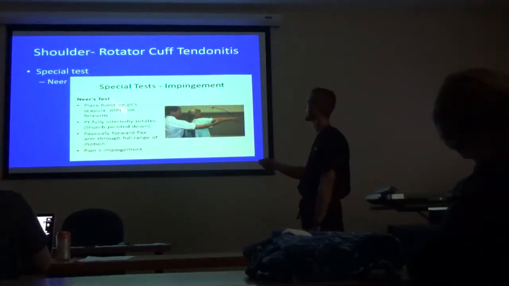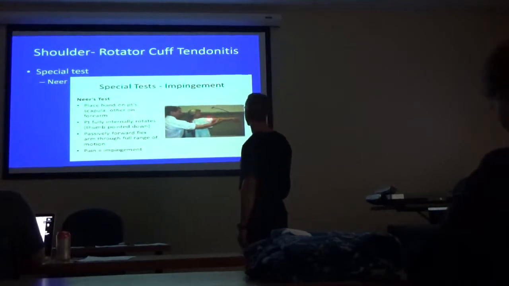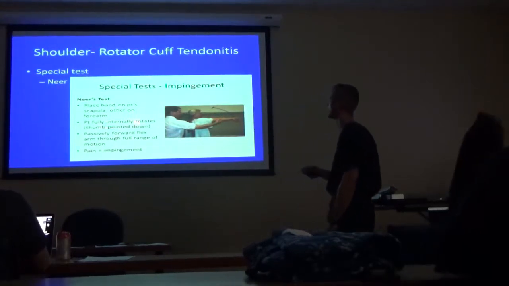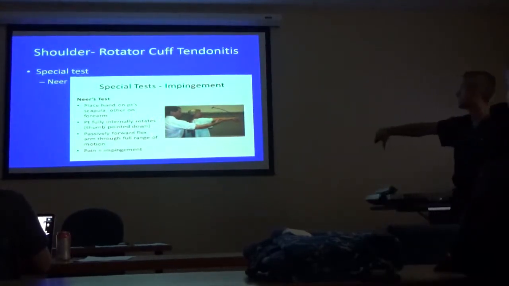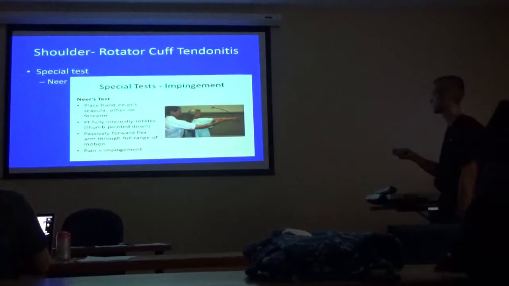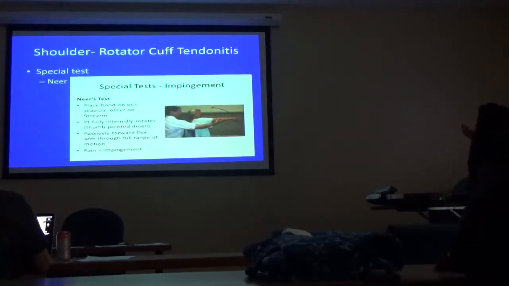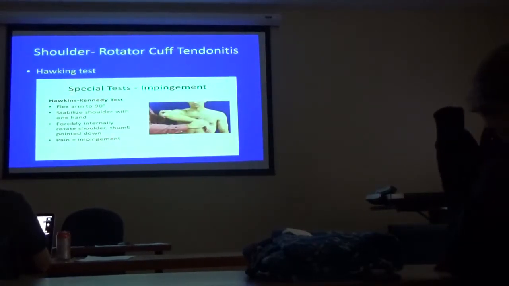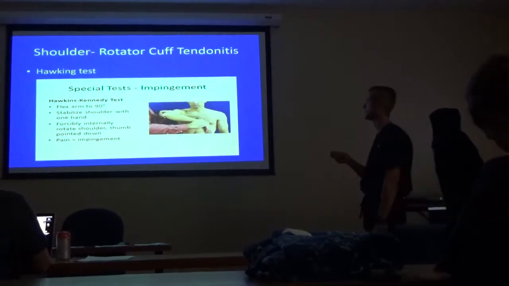Neer's test: the patient's hand rests on the scapula and on the forearm. Fully internally rotate, thumb pointing down. Passively forward flex the arm through full range of motion. Pain equals impingement or possible rotator cuff problem. Hawkins's test, I'll let you guys review that.